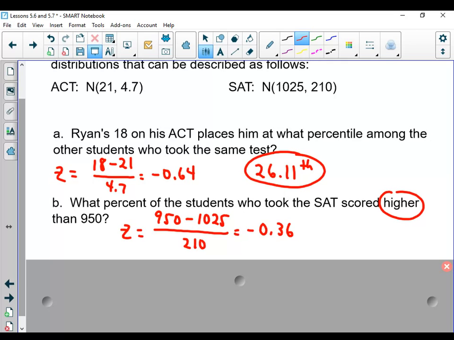So I'm back to my z-table. I'm on the negative side again. So I'm looking for negative 0.3 first of all. Then I'm looking for the 0.6. And I get 0.3594 or 35.94%.